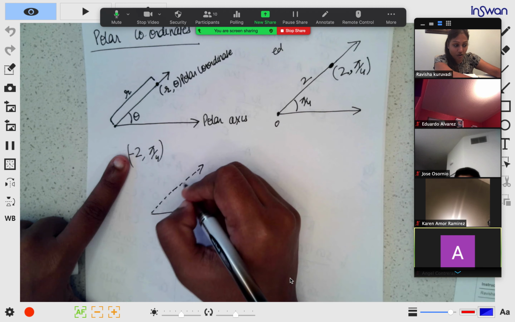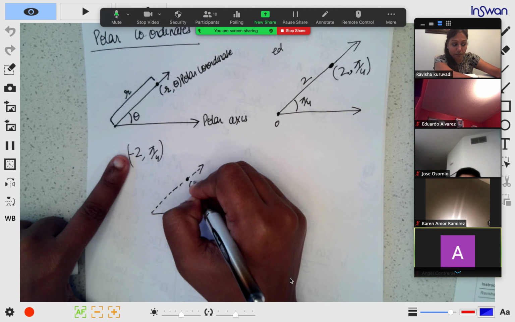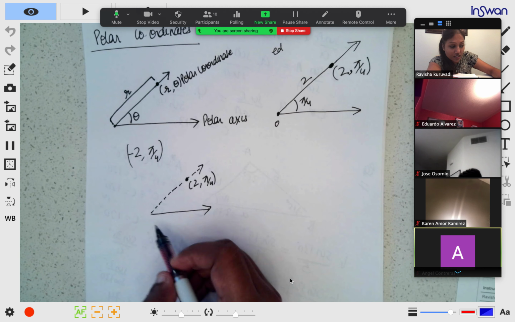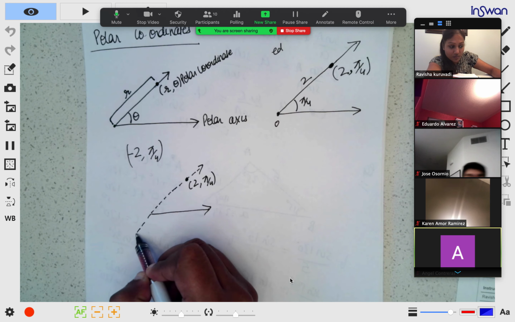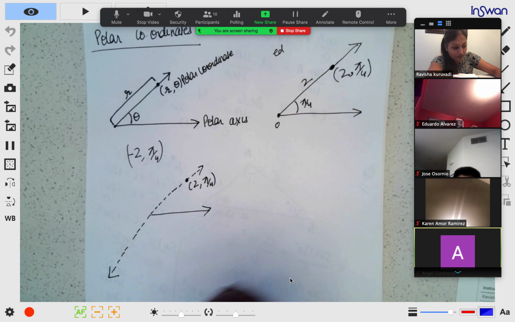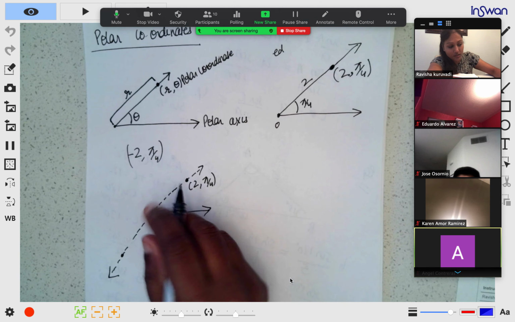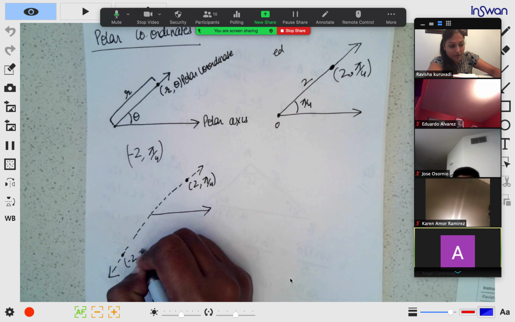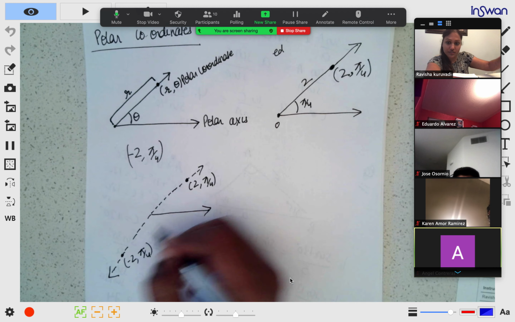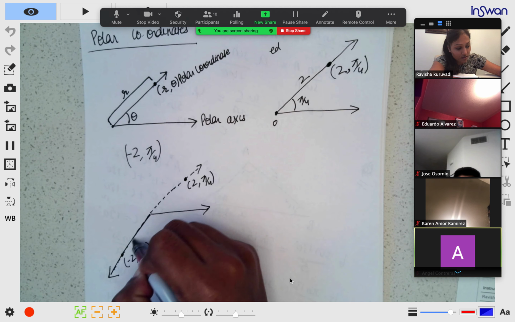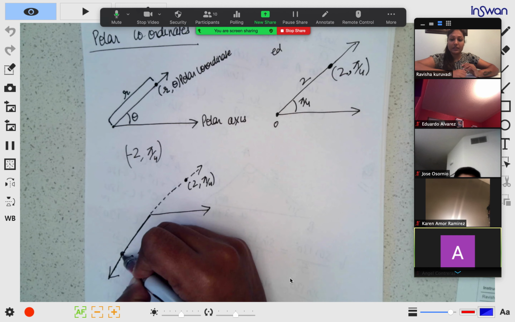This coordinate here would be positive 2, pi by 4, but I want negative. So to draw the negative, just take it in the other direction. Make a straight line in the other direction. Here, 2 units from here will be my -2, pi by 4. This will be a solid line because that's your answer.